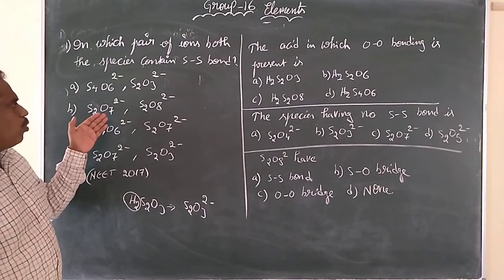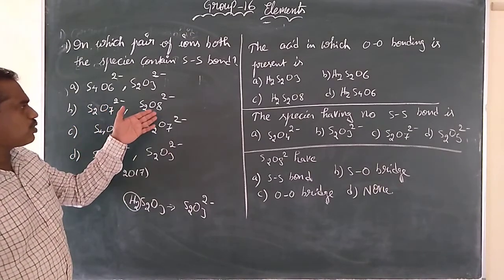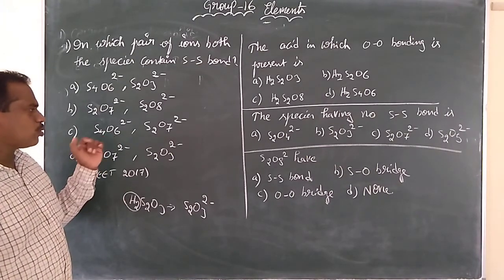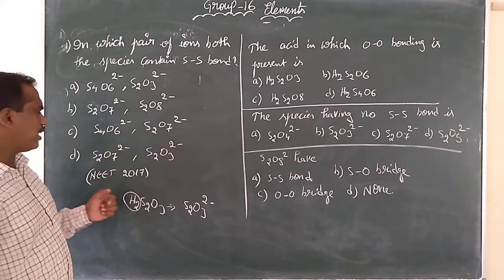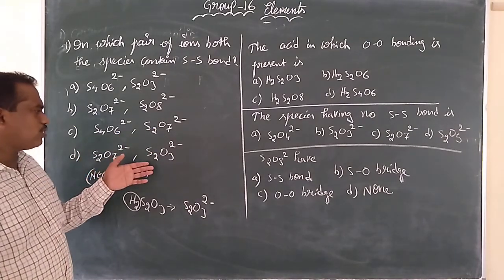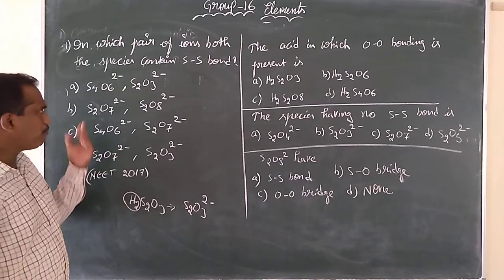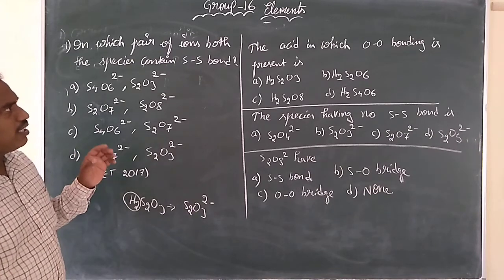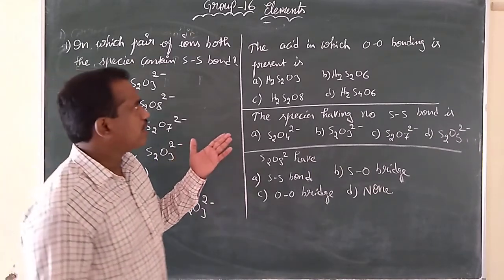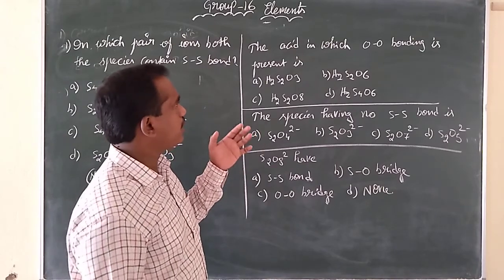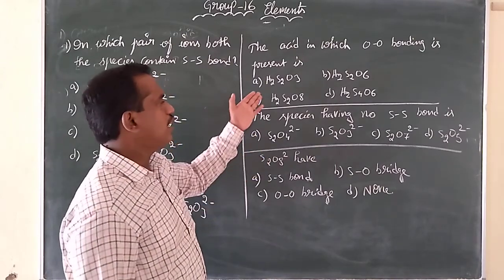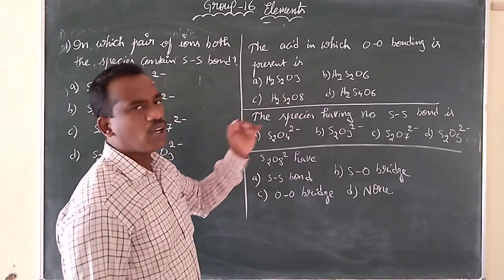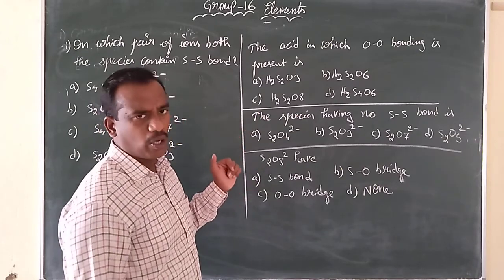Next, S2O7 2 minus, S2O8 2 minus, option C. The pairs are S4O6 2 minus, S2O7 2 minus, S2O7 2 minus and S2O3 2 minus. So from these pairs you must find which will have only sulfur single bond sulfur linkages. Next, you refer to the structures that are given now. The acid in which oxygen-oxygen bonding is present, means peroxy bonding is present: H2S2O3, H2S2O6, H2S2O8, H2S4O6. So you find out which has the peroxy bond.